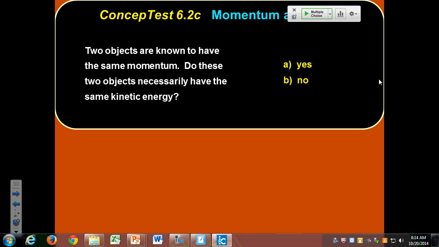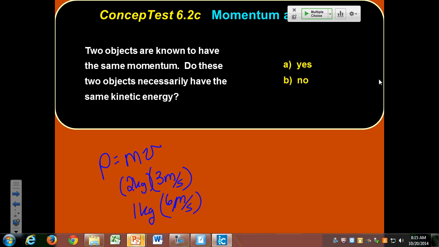B is right. P is equal to mv. An object can have a velocity different from another object. They can have the same momentum but with different velocities if their masses are different. For example, I have an object with 2 kilograms of mass traveling at 3 meters per second. I could also have an object with 1 kilogram traveling at 6 meters per second. And those two objects would have the same momentum.